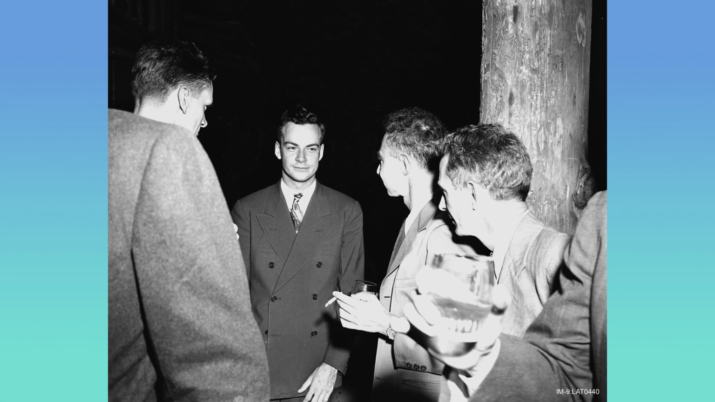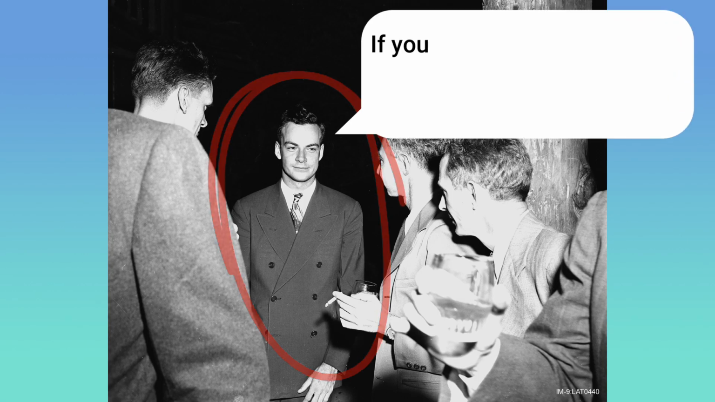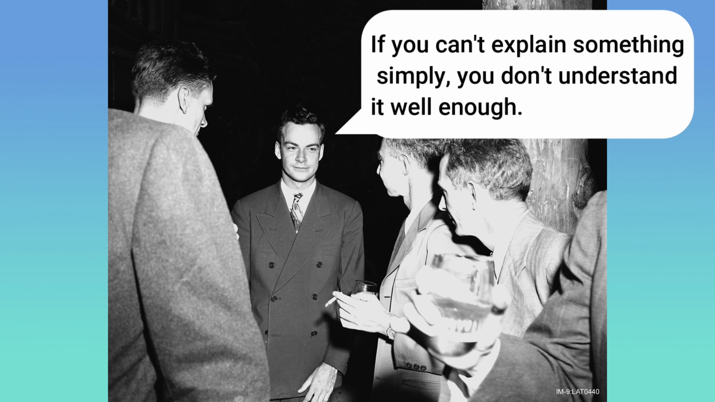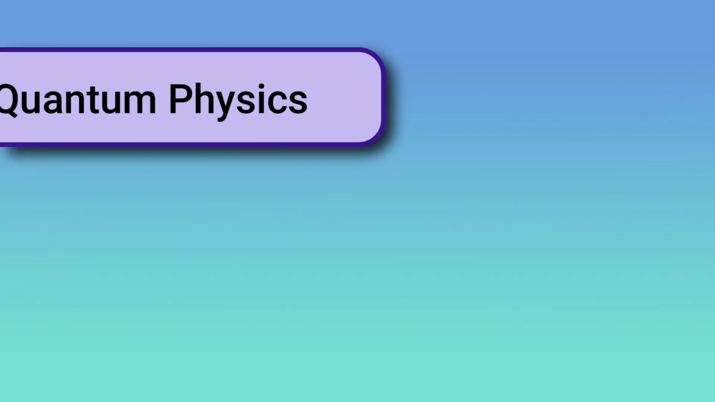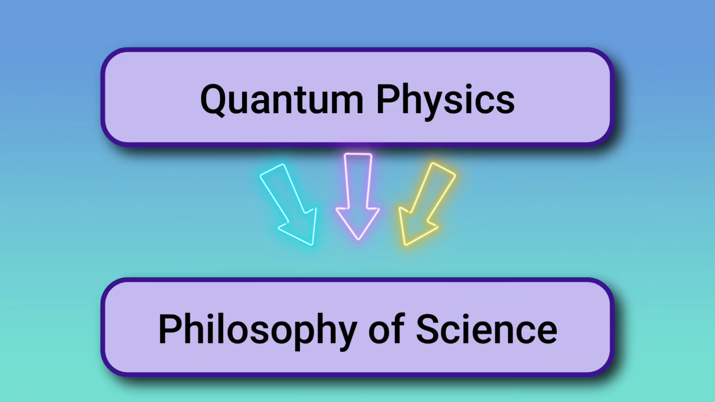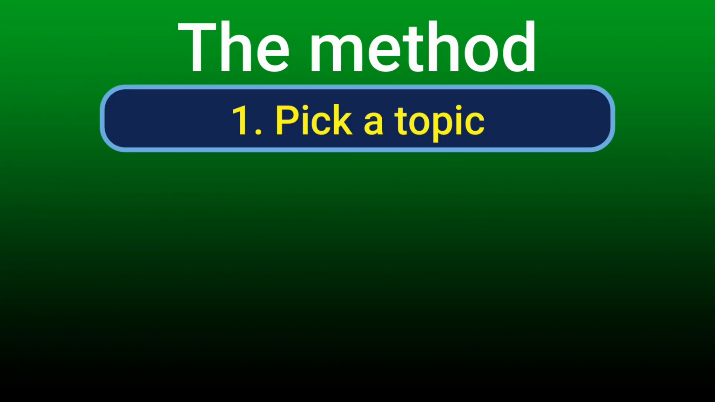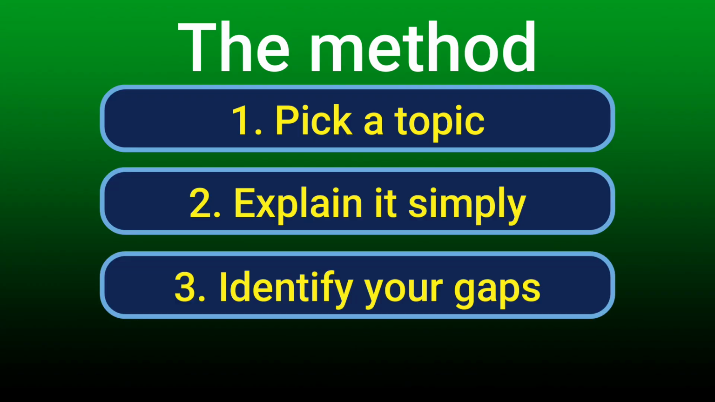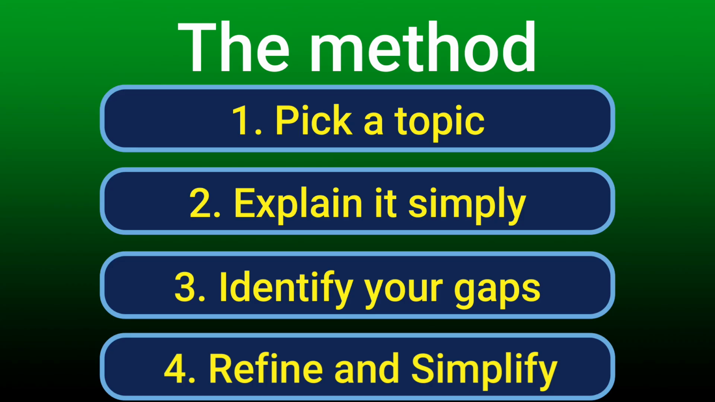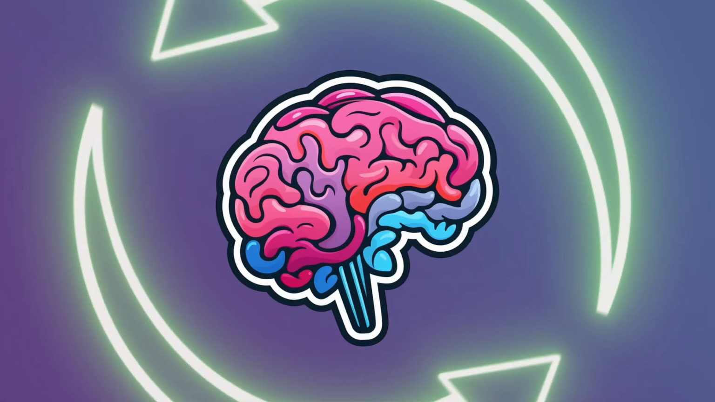Richard Feynman, a Nobel Prize-winning physicist, said, "If you can't explain something simply, you don't understand it well enough." But this isn't just a catchy quote. He used this system to master everything from quantum physics to the philosophy of science, and the method was simple. 1. Pick a topic. 2. Try explaining it in simple terms. 3. Identify what you don't understand. 4. Refine and simplify again. Each time you go through this loop, your understanding deepens.